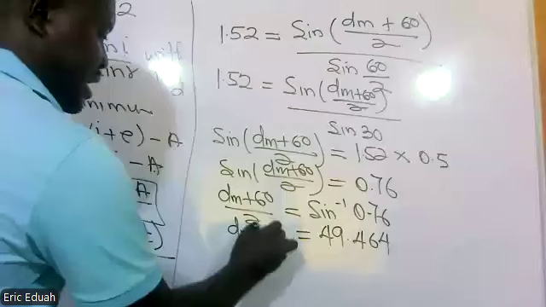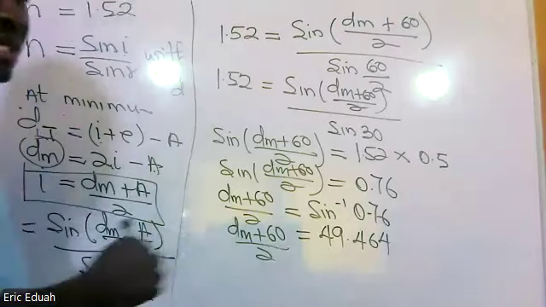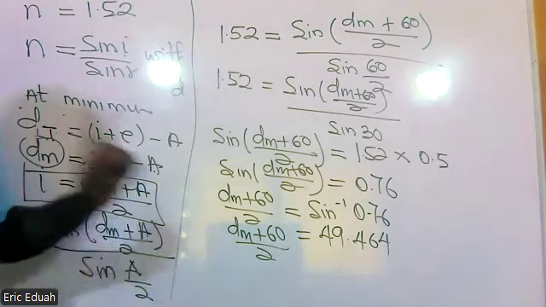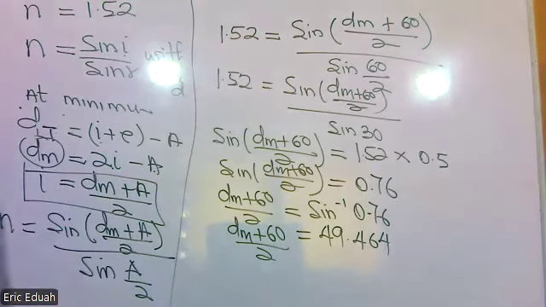So at this point, I want you to just work it out to make dm the subject. Let me see how you do it. You are calculating for dm, so make dm the subject.